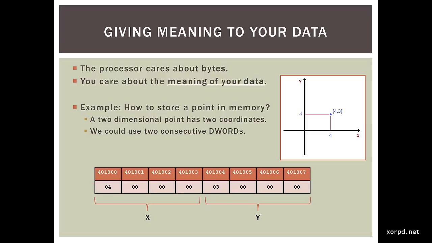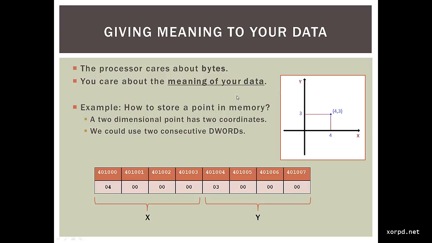Let's look at an example. How to store a point in memory. Let's begin with something basic. A two-dimensional point has two coordinates, just like in this picture. For example, this point 4, 3 is represented by two coordinates, the x coordinate and the y coordinate.